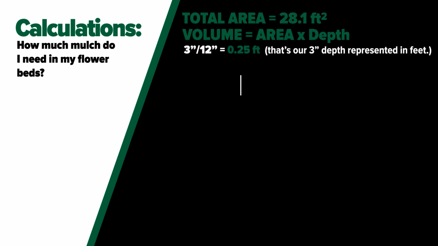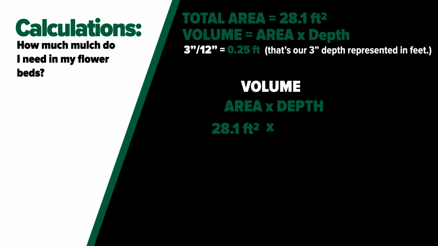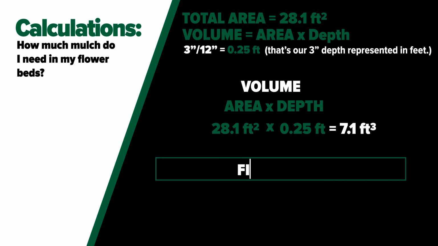We know our total area is 28.1 square feet, and we know we can find volume by taking that area and multiplying it by the depth, which we found to be 0.25 feet. So therefore, our volume is area times depth, which would be 28.1 square feet times a depth of 0.25 feet, which equals 7.1 cubic feet. This represents our final volume of mulch needed, 7.1 cubic feet.